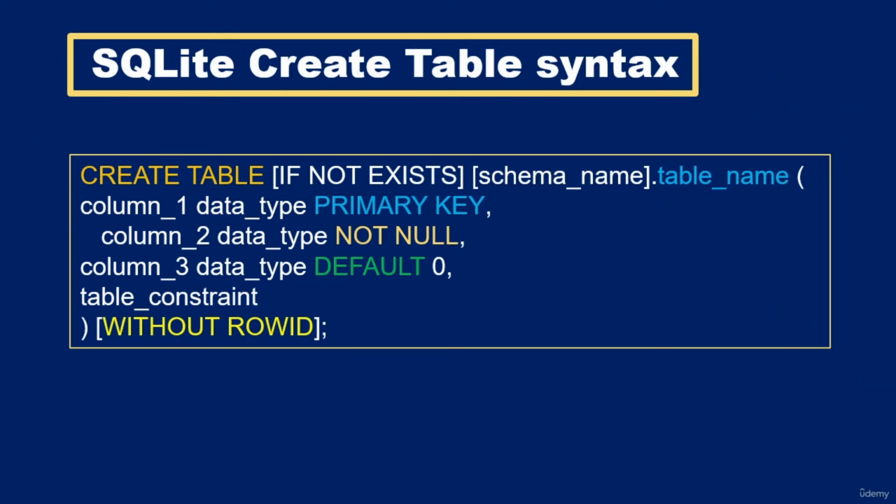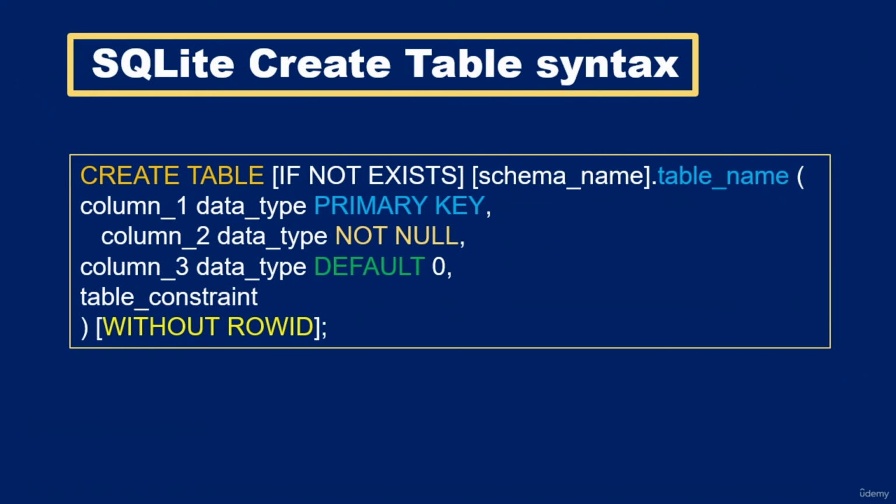The name of the table, when you're creating a table, cannot start with the word SQLite. That's because the word SQLite is reserved for SQLite internal use. So you can't call your table SQLite. In addition, you cannot create a table that already exists in the current database.